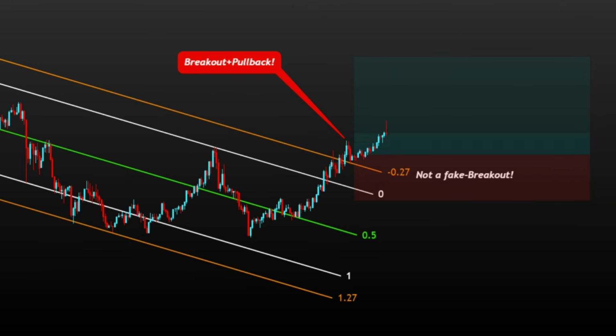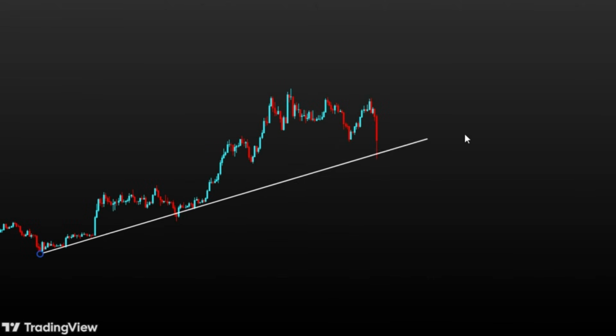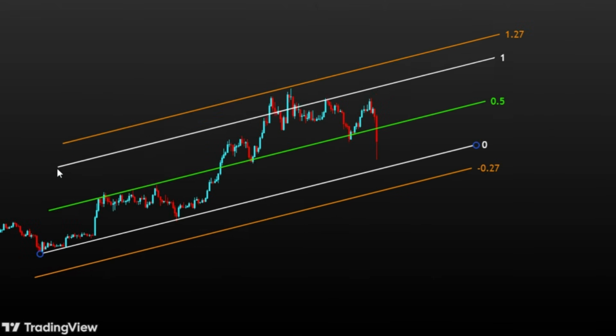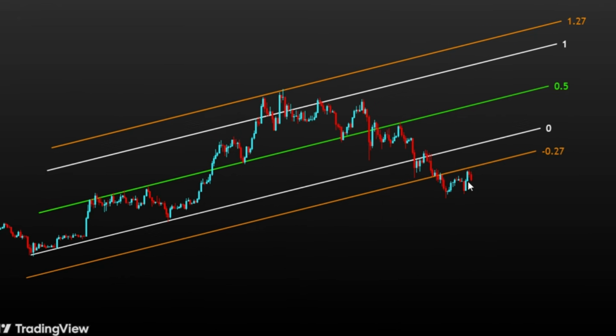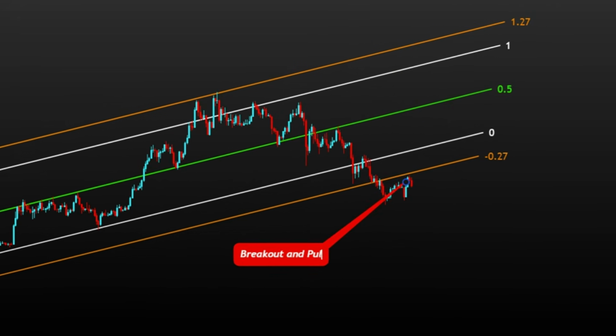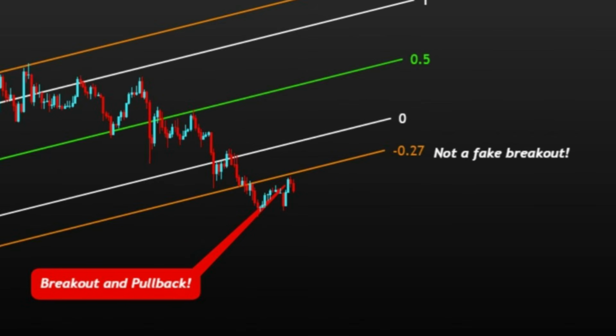Let me show you another example. I can apply Fibonacci Channel to this uptrend. The candles start moving down towards -0.27 level, and at the end, there is a breakout. Once again, we got a successful breakout and a pullback to that level. There is a high probability that this breakout could be a real one, so here is where I can consider a potential short position.